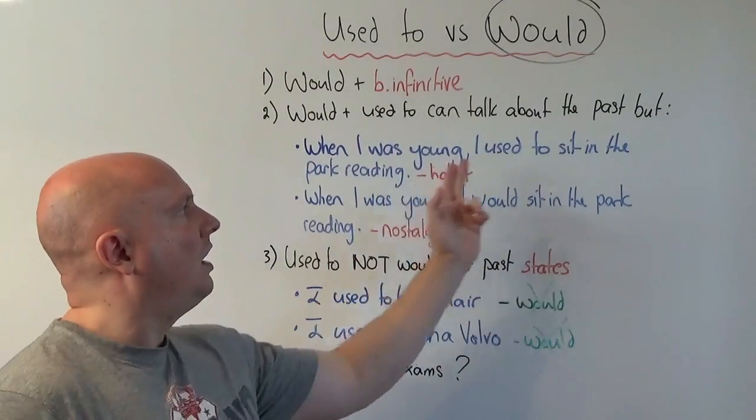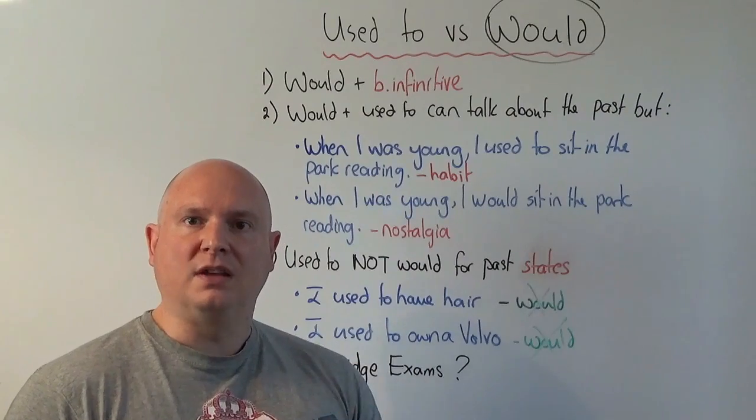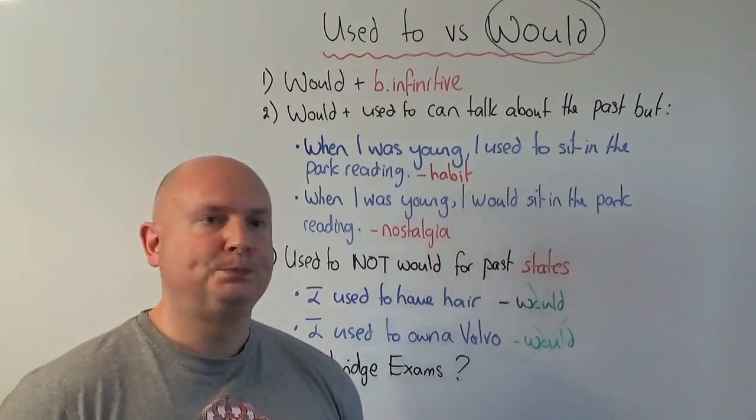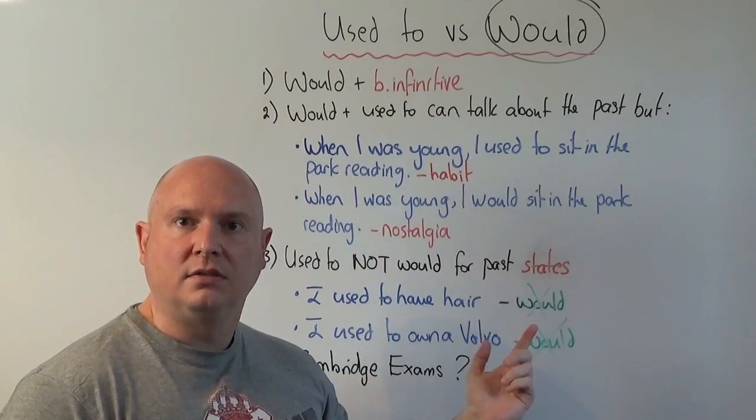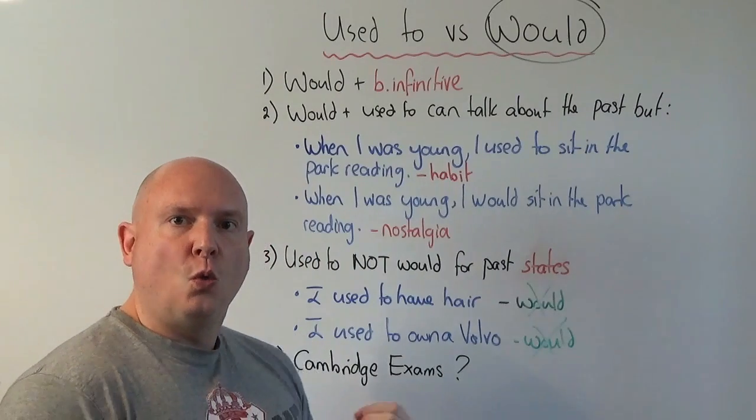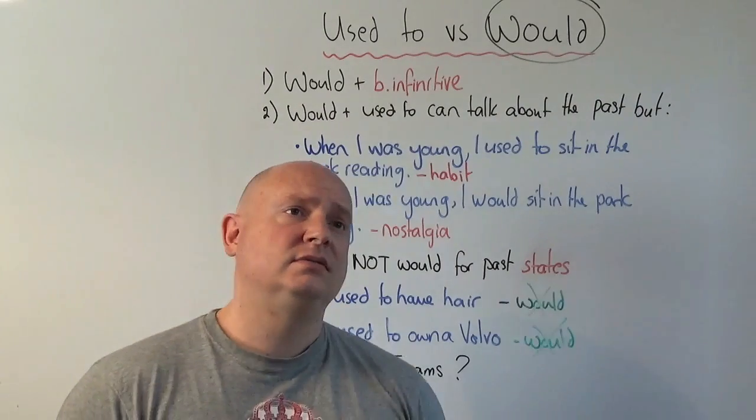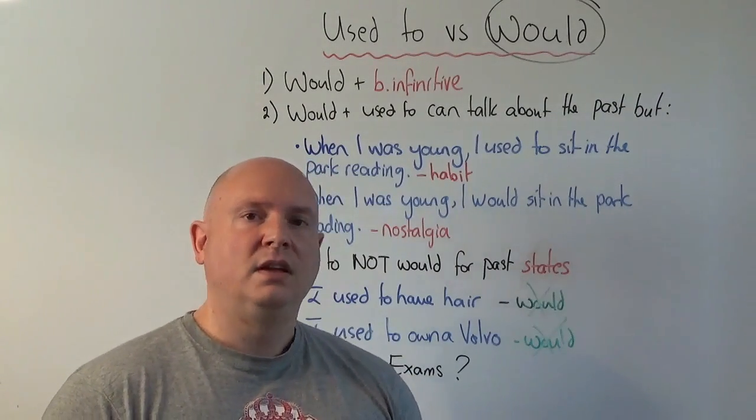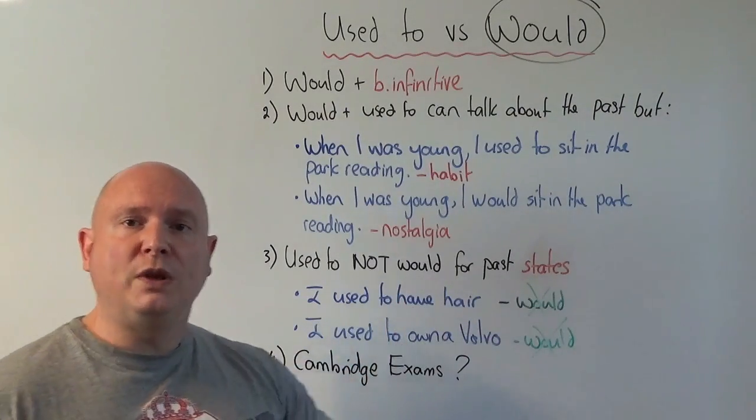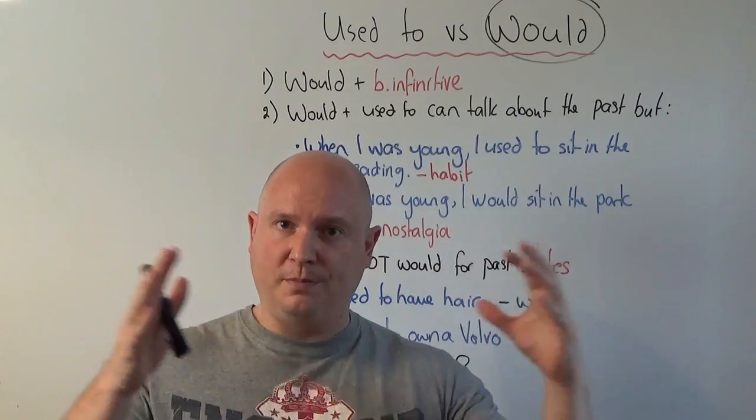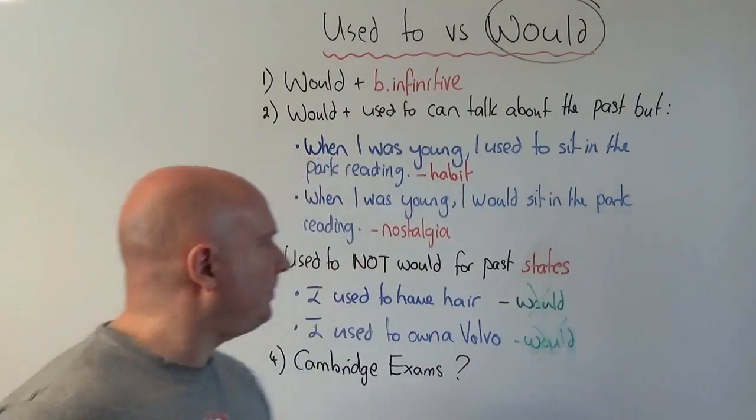When I was young, I used to sit in the park reading. Now I'm talking about a past habit because I'm using used to. When I was young, I would sit in the park reading. Now there is a difference. But I'm going to say this again to make it a bit more understandable. When I was young, I would sit in the park reading. Exactly. It gives an idea of nostalgia. So when we talk about the past using would for a period of time, it gives the idea of nostalgia. That's the difference.